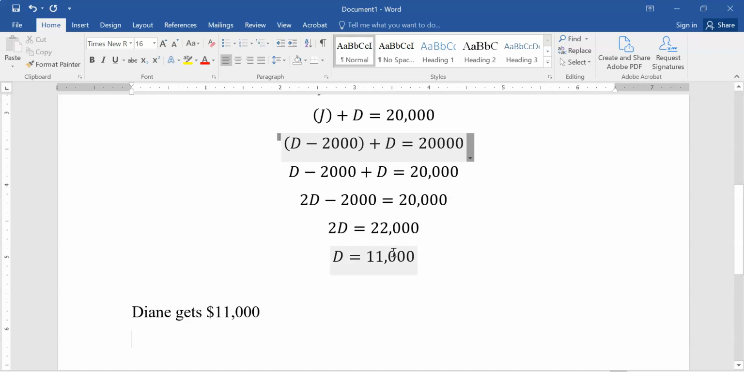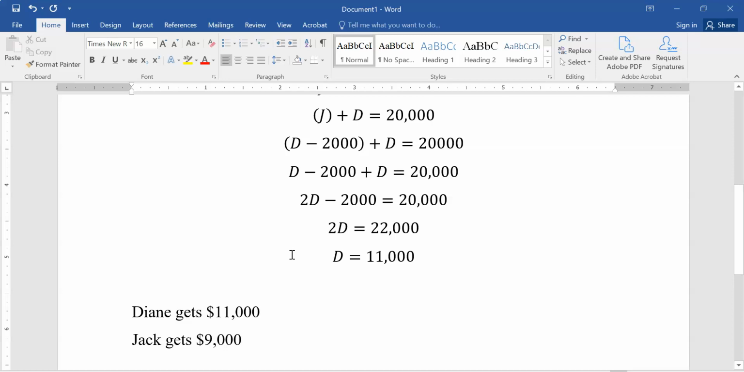Well, you can solve this in a couple of different ways. You can say that Jack is going to get 2,000 less than Diane. So now we know Diane has 11,000. Subtract 2,000. That means Jack gets 9,000.